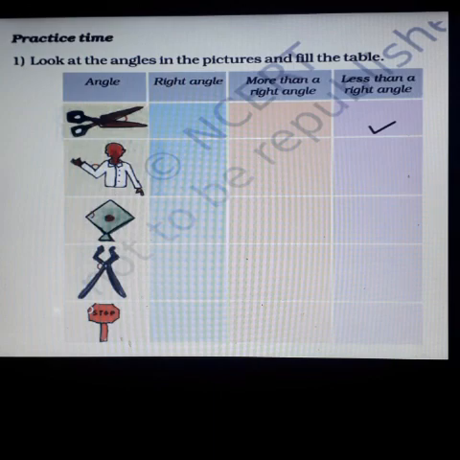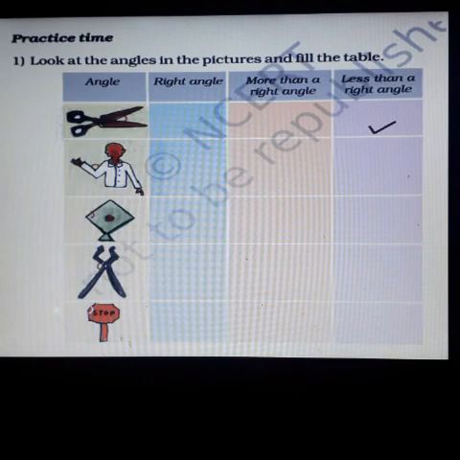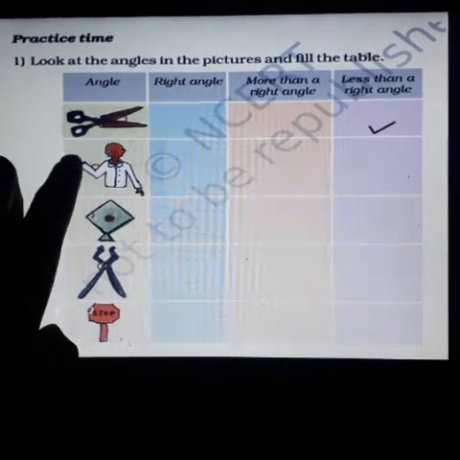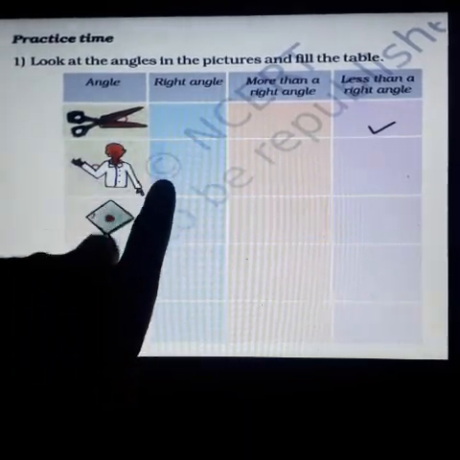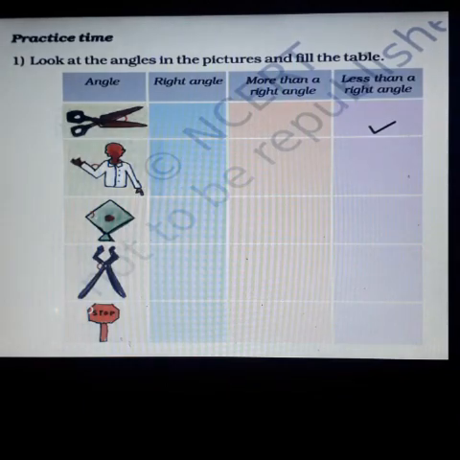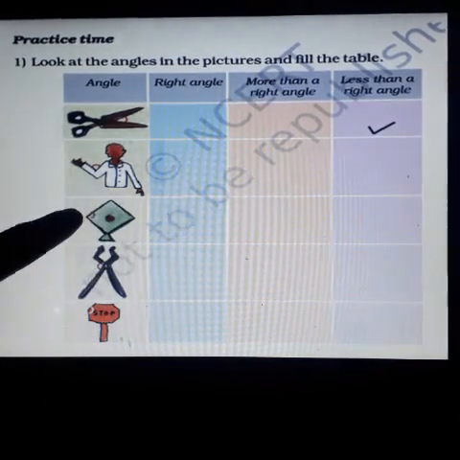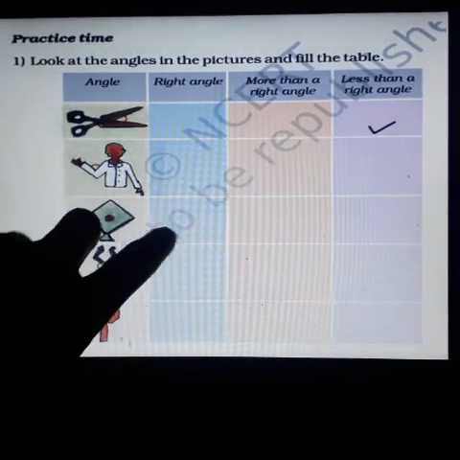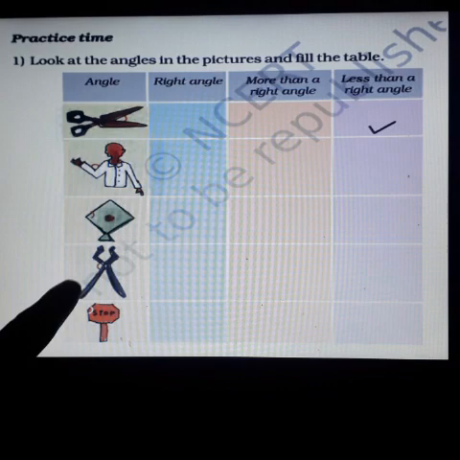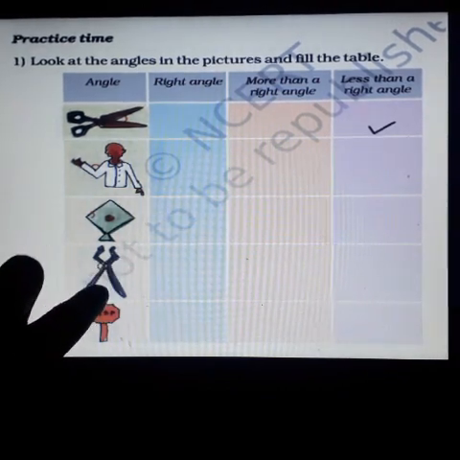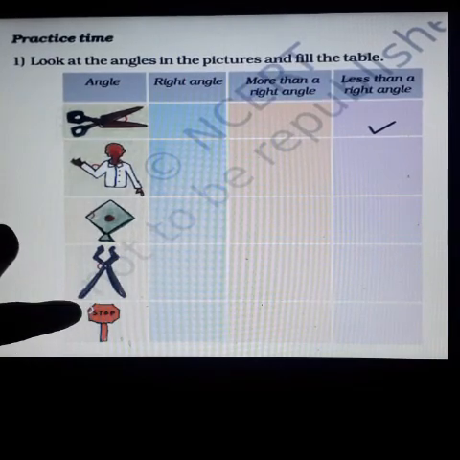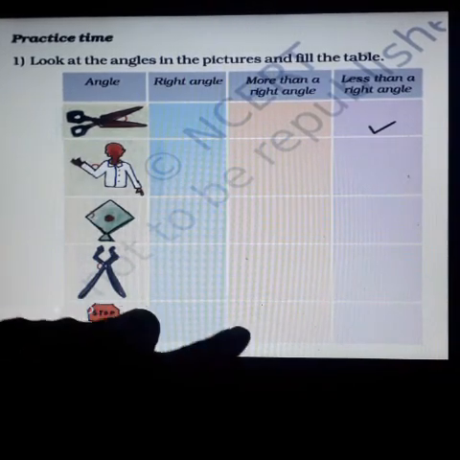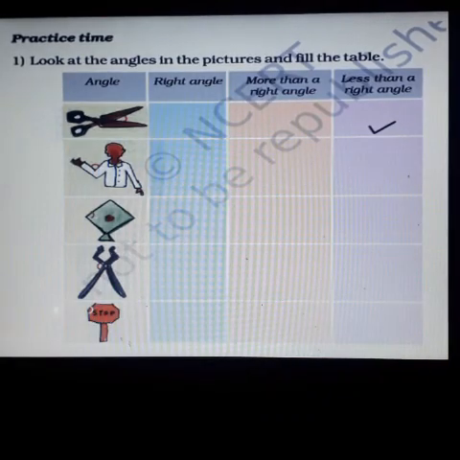Let's start. First one is given. Second one, a man is showing his arm and the angle, you can see, looks like L, so it is a right angle, so we have to tick mark in right angle. Next one, kite. Here also you can see L, so it is also a right angle. Third picture, here also you can see it is an L shape, so it is also a right angle. Now in the last picture, this angle shows more than a right angle, more than 90 degrees, which means you have to tick mark in the second one.